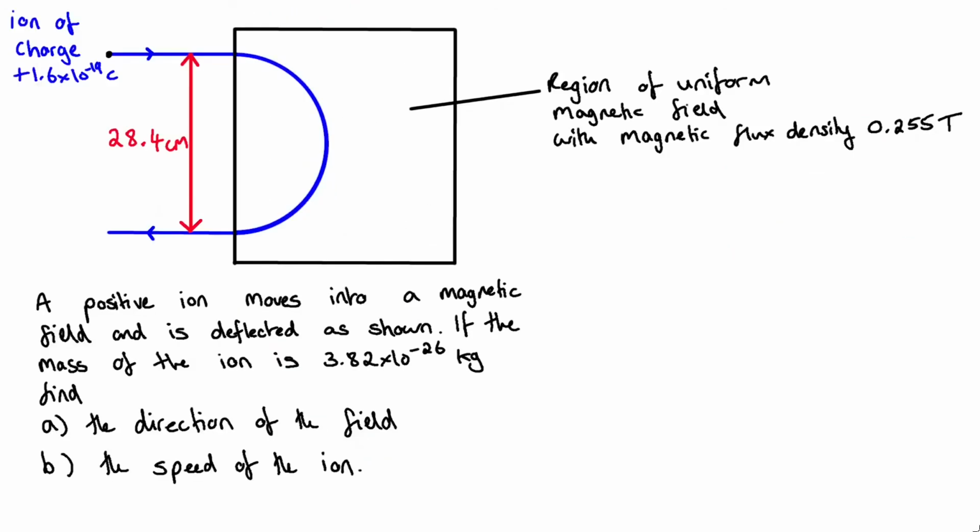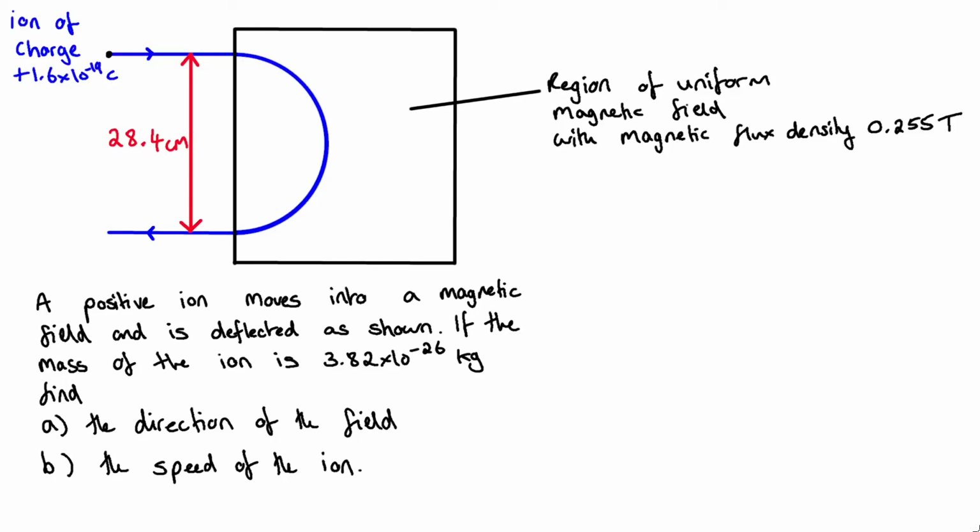Okay, so we have an example question here on this topic. Just take a moment to look at the question. We've got a region of uniform magnetic field shown by the black box, where the flux density is 0.255 Tesla. Moving into that field is an ion which has a charge of plus 1.6 times 10 to the minus 19 coulombs, and the question also tells us the mass of that ion, 3.82 times 10 to the minus 26 kilograms.